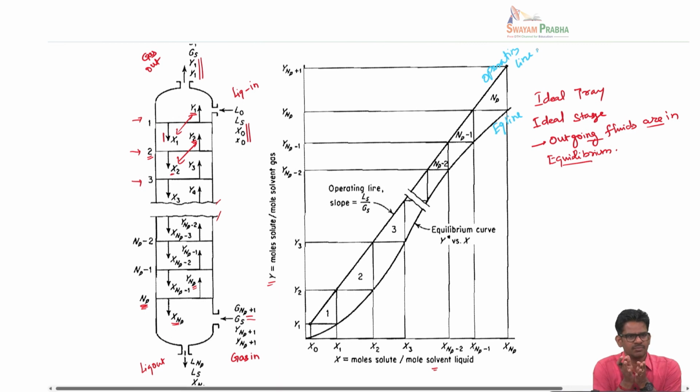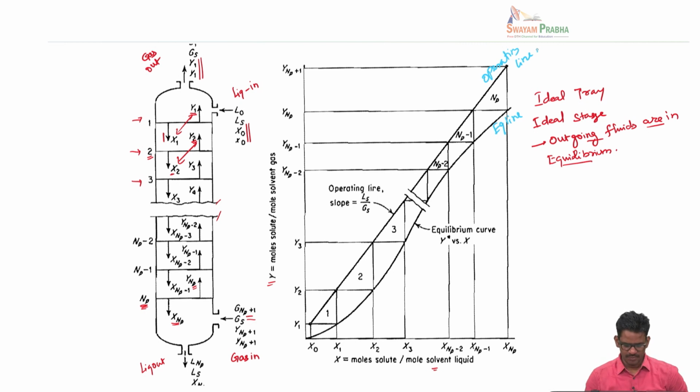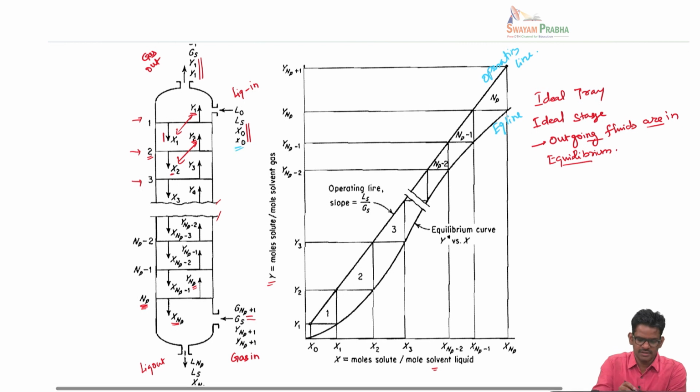So the equilibrium line comes from the thermodynamics, and the operating line comes from the mole balance equation. Now, because we have changed the notation here, if you look at the top of the column, what is the composition of the two fluids at the top? X0 and Y1. The streams coming in and going out at the top of the column are X0 and Y1, right? And that is denoted here.